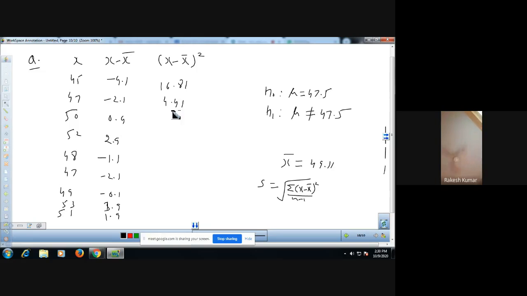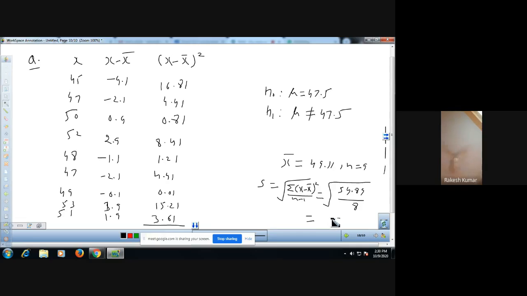And the squares of these terms will be 16.81, 4.41, 0.81, 8.41, 1.21, 4.41, 0.01, 15.21, and 3.61. So a total is required here, and the total is calculated as 54.89, and it is divided by 8, because the sample size is 9 and n minus 1 is 8.